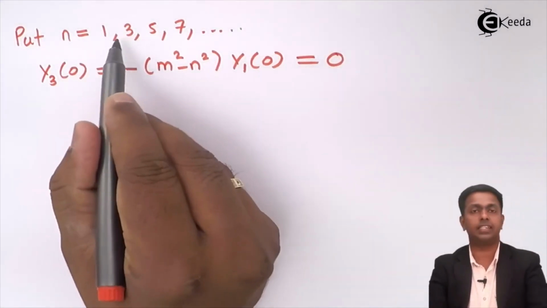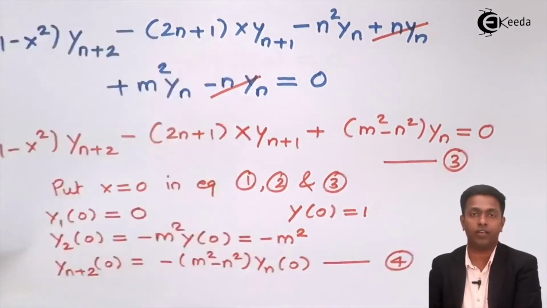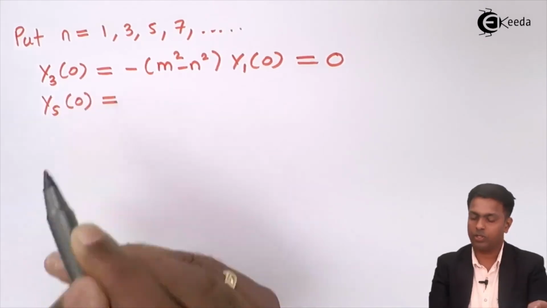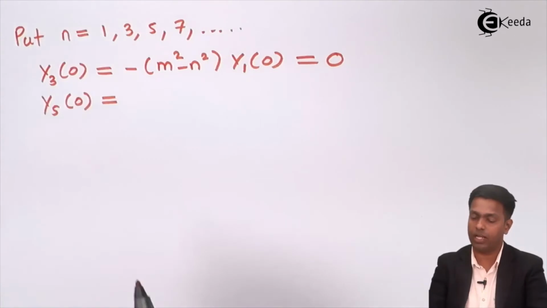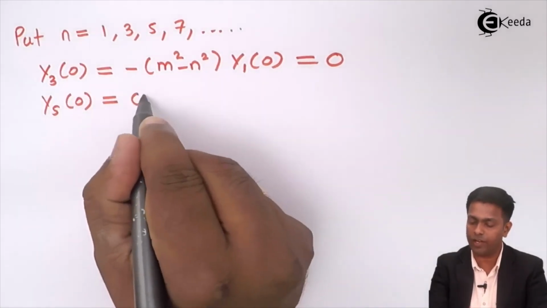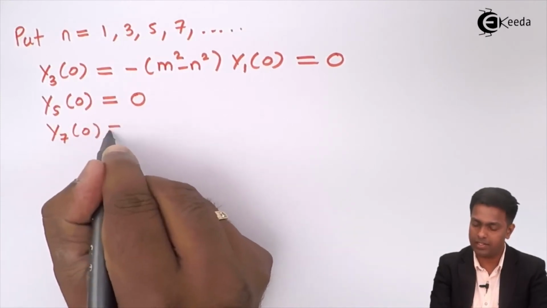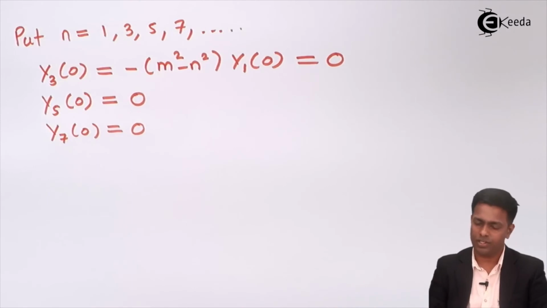Next we'll put n as 3. So if n is 3, this is 3 plus 2, that is 5. So we'll get y5 of 0. In this case, if n is 3, here we'll get y3 of 0, and guys, we know that y3 of 0 is 0, therefore y5 of 0 is 0. So it means we'll get the next term y7 of 0 as 0. So therefore all odd terms will be 0. So this is the value.